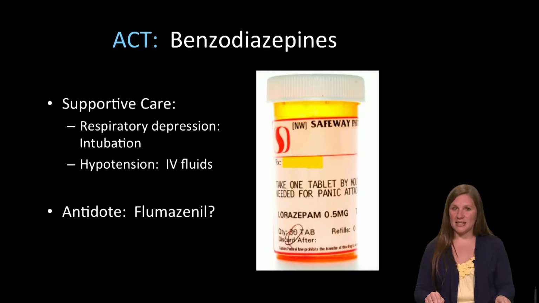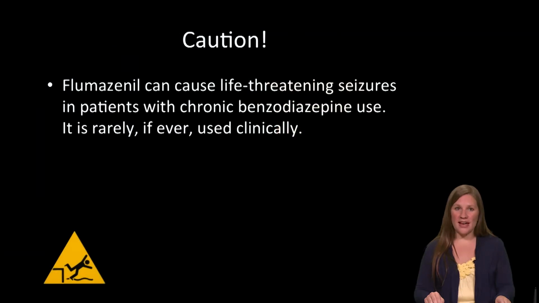What about benzodiazepines? So for supportive care for this patient for his benzodiazepine or lorazepam and ethanol overdose, we intubated the patient and gave him IV fluids. The antidote for benzodiazepine overdose is something called flumazenil, but there's question of whether you should use this or not. And the reason for that is because flumazenil can cause life-threatening seizures in patients with chronic benzodiazepine use. It's rarely, if ever, used clinically because oftentimes you don't know if the patient is a heavy drinker chronically, or if they're chronically on any sort of benzodiazepine.